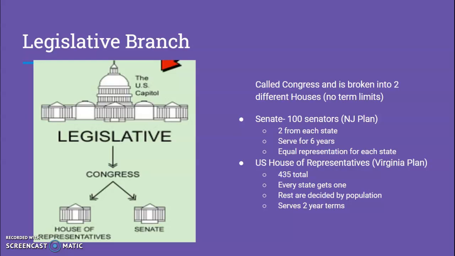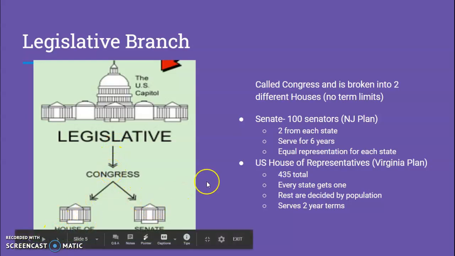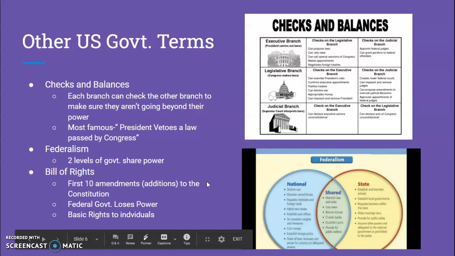So every 2 years when we vote, pretty much every year in an odd year, we elect the whole entire House of Representatives. Okay, and then here's that picture again, just breaking it down. You have the legislative branch, which is represented by the U.S. Capitol building. Legislative branch is broken into Congress, which is the House of Representatives, and then the Senate on this side.